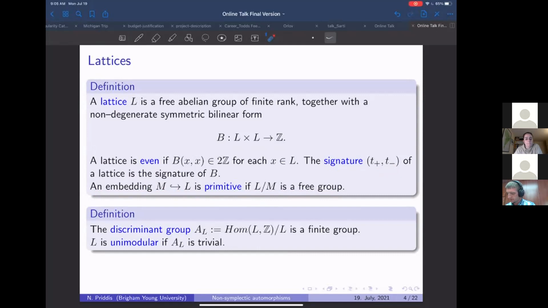And this last definition down here is not so important for this talk, but it is important for the work: the discriminant group. If you take a lattice, you can embed it into the dual lattice, which is homomorphisms from L to Z, via this bilinear form. And then if you take the quotient, that's always a finite group, which we call a discriminant group. Most importantly, a lattice is unimodular if that finite group is trivial.